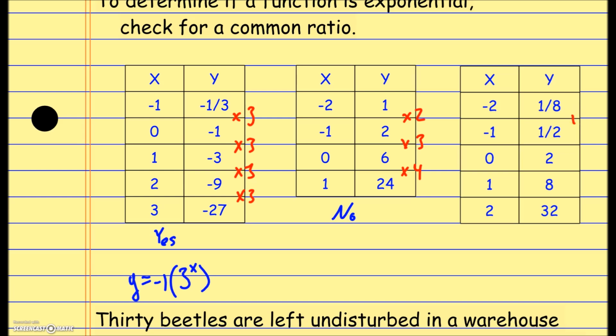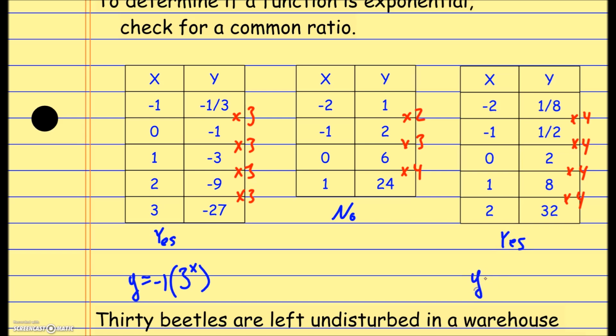To get from 1/8 to 1/2, I would have to multiply by a 4. To get from 1/2 to a 2, I would have to multiply by a 4. To get from 2 to 8, it's times 4. To get from 8 to 32, it's times 4. So I'm multiplying by the same thing each time, which means, yes, this one is an exponential function.